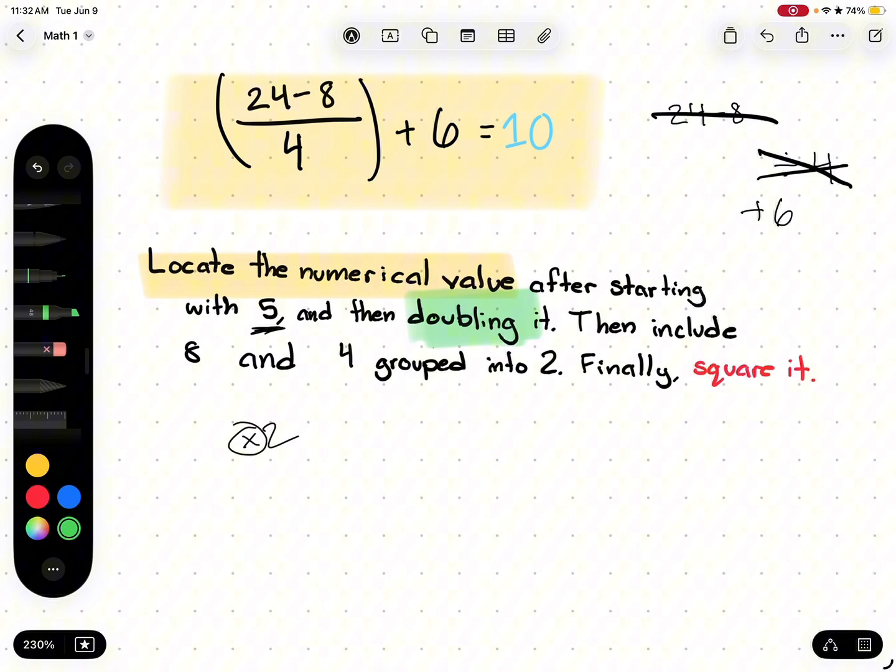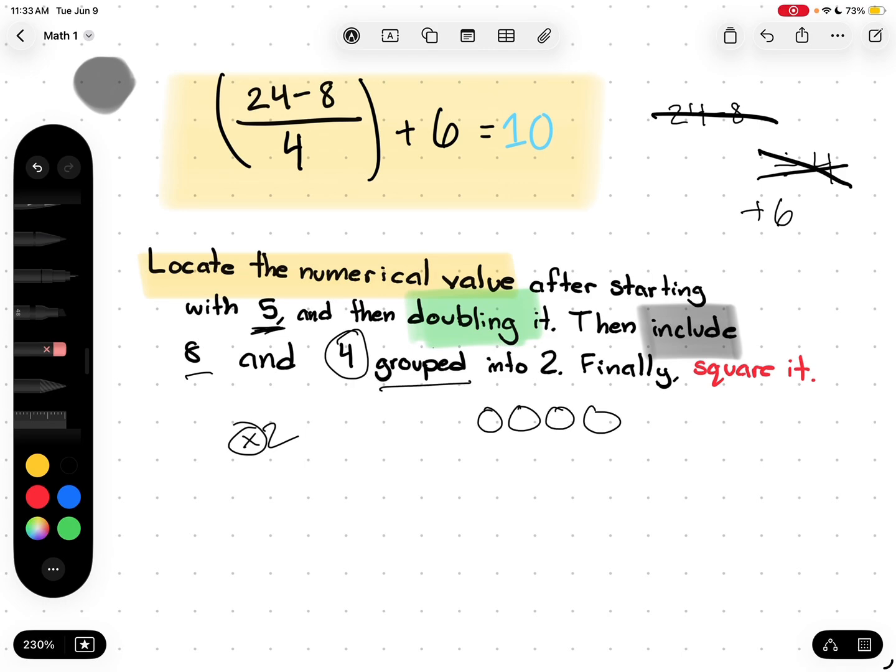Then include 8 and 4 grouped into 2. Include means to add, means to take in. Include 8 and 4 grouped into 2. 4 grouped into 2 means that we have the original number of 4 and we're grouping it. So we have 4 and we're grouping it into 2. So grouping means division, if you recall from our list above.